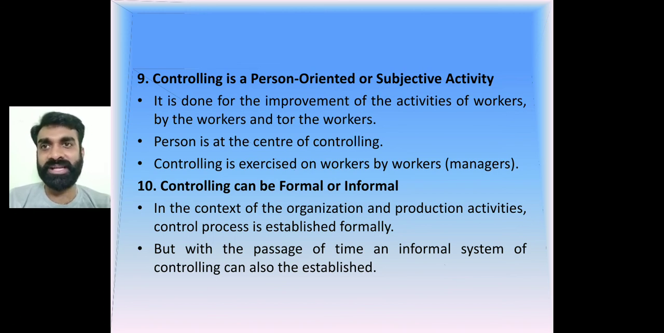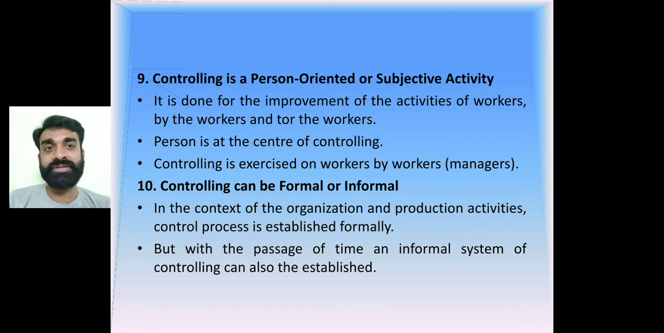Like those who are getting 90 marks, I will be trying to get them up to 95 or 96 or 97. Those who are getting only 33 or 34, 35, I will be trying to improve their performance and get them above 50, right? So different person, different effort needs to be made, right? So controlling is a subjective or person oriented activity, right? Every individual is going to be targeted. Every individual has their own weaknesses, right? Those weaknesses should be removed and performance needs to be achieved, right?